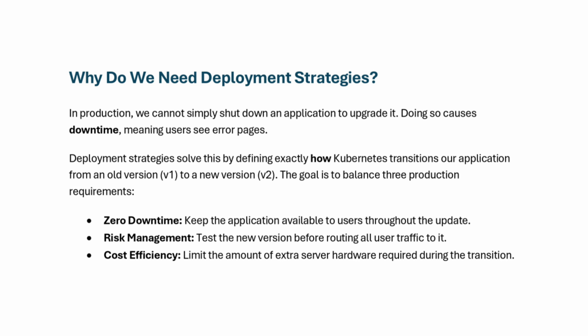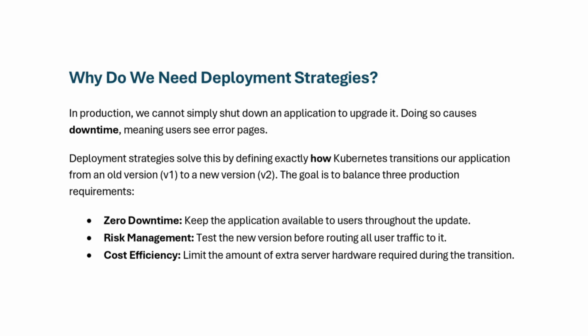The goal is to balance the production requirements, that is zero downtime, keeping the application available to users throughout the update. Risk management, that is to test the new version before routing all user traffic to it. Third is cost efficiency, which is to limit the amount of extra server hardware required during the transition.